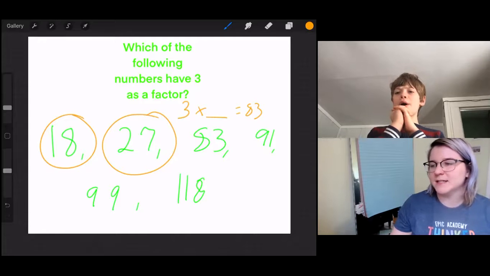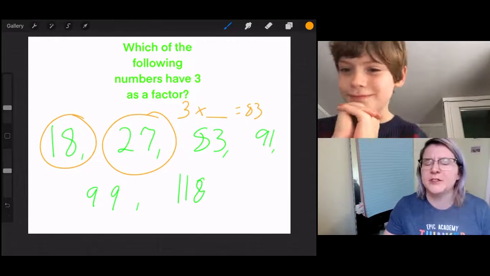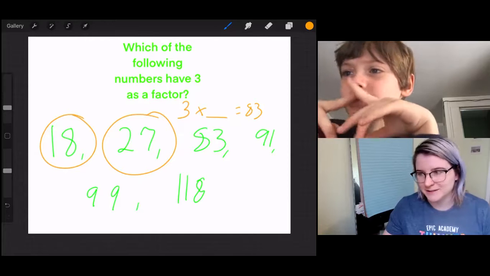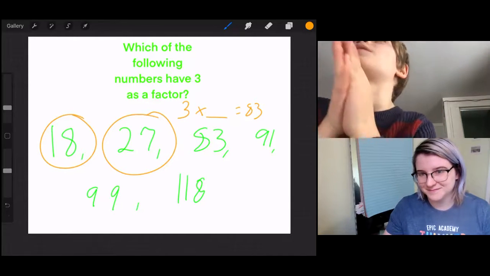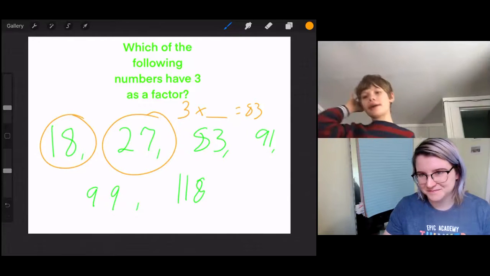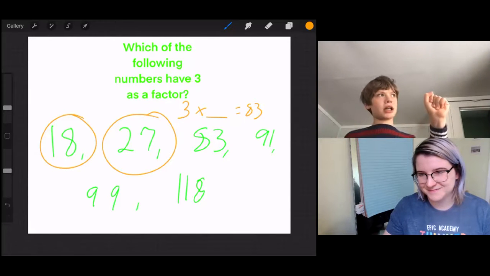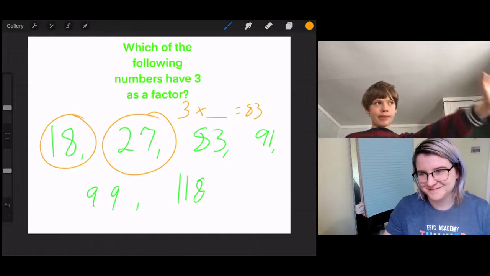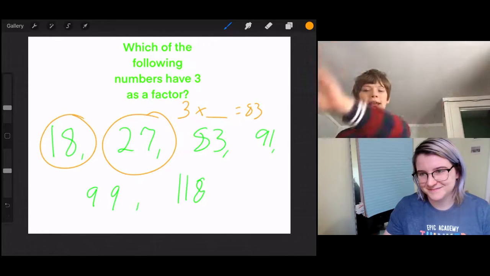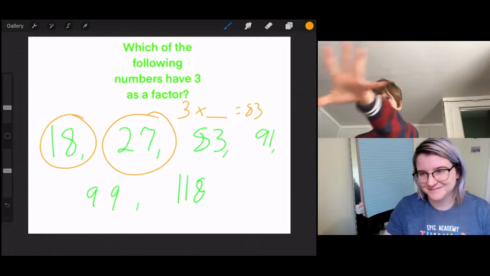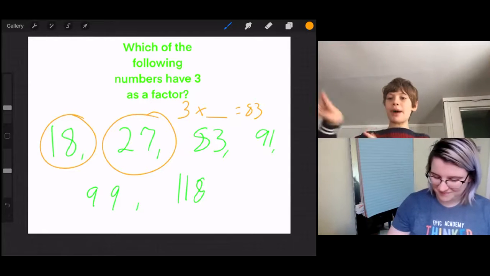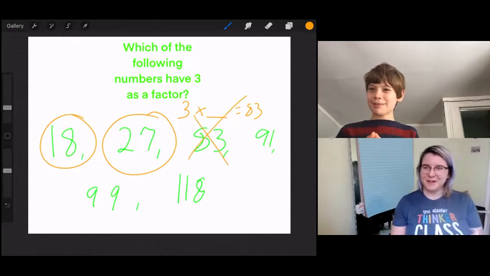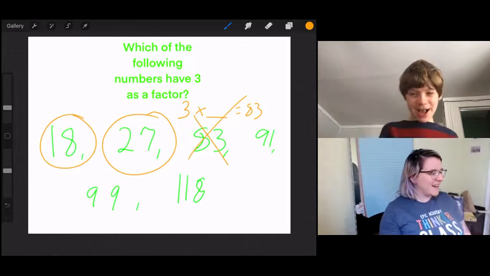What about 3 times 28? 3 times 28. So we add 3 to the 75. 75, 78, 81. 83 is not a multiple of 3. We already know that by the 81. Beautiful. All right, 91.